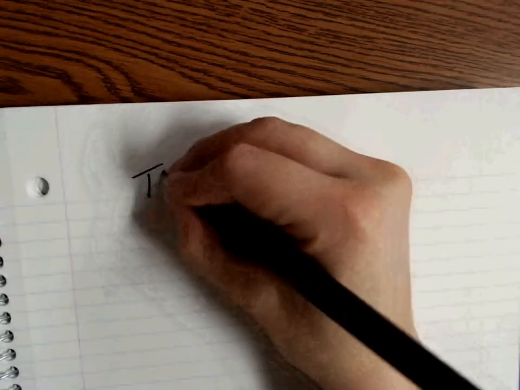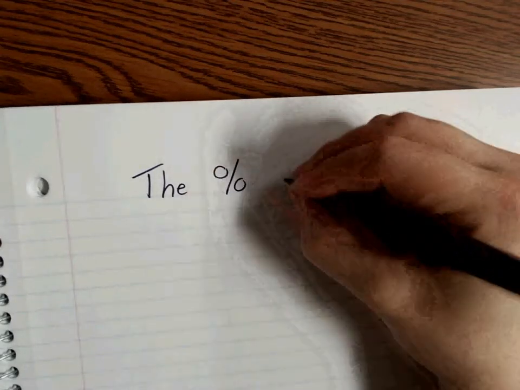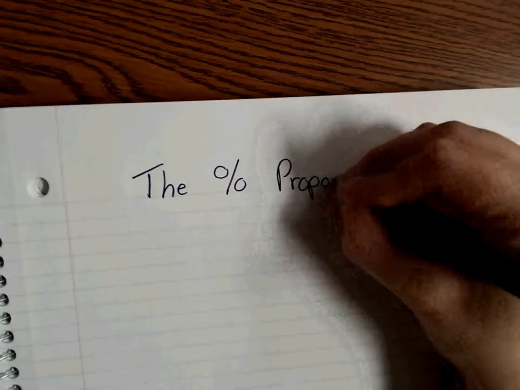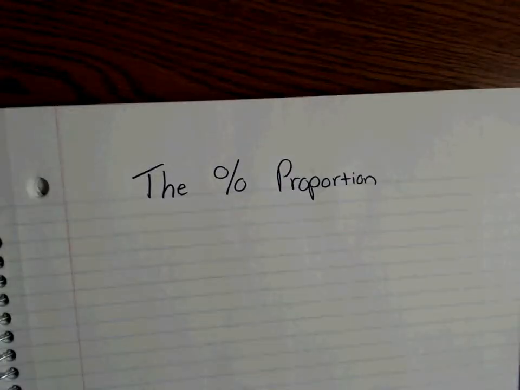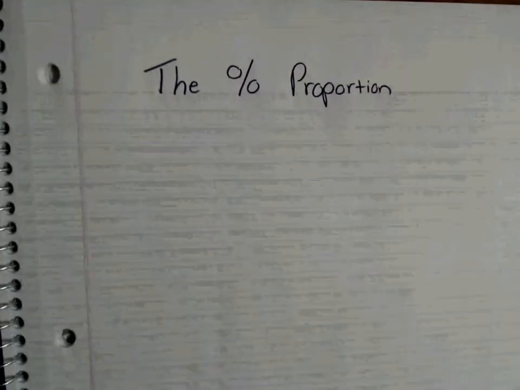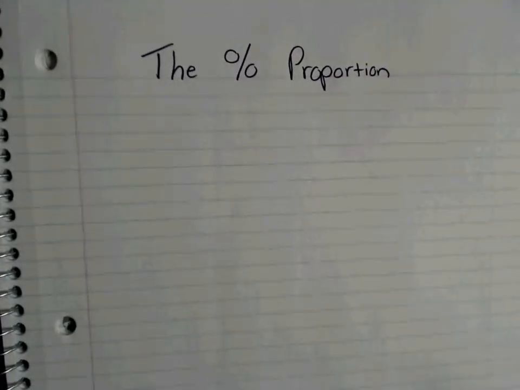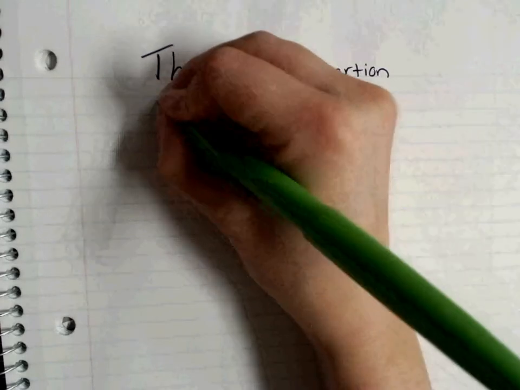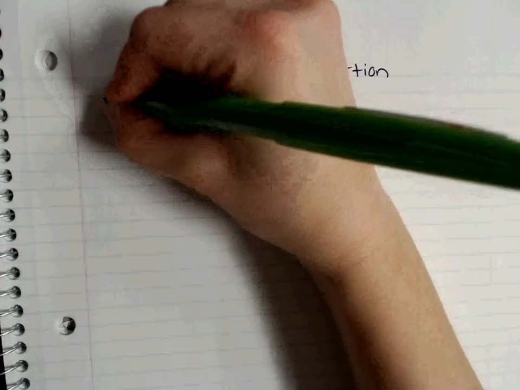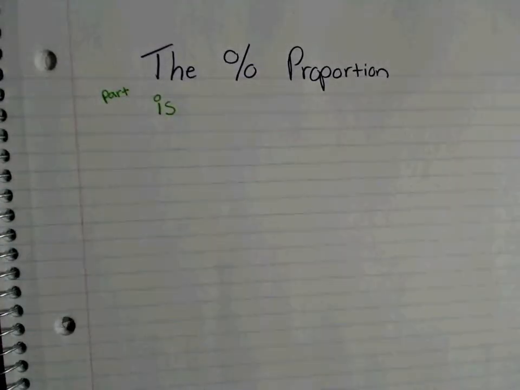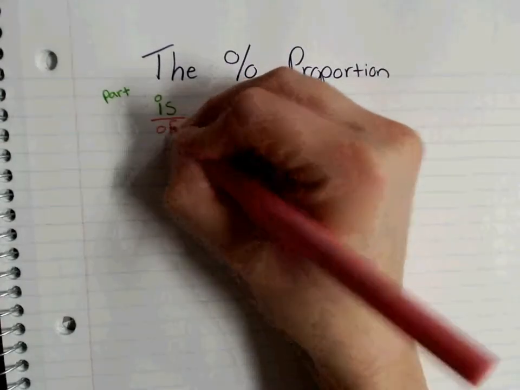So the percent proportion. When we talk about a percent, it is out of how much? 100. We always know that. So what we do is we set up this proportion, and we kind of call it is over of equals a percent over 100, where, when we say the term is, is represents what we call the part of a situation. That's our is value. Of represents the whole of the situation.